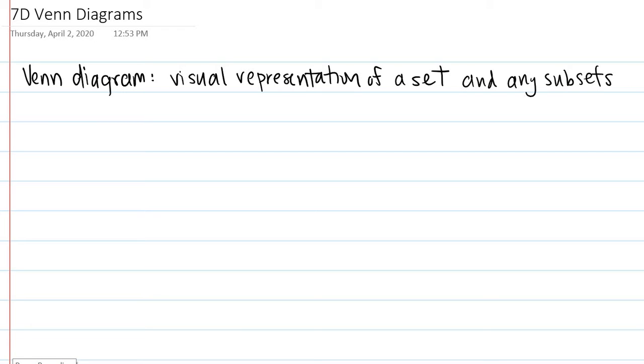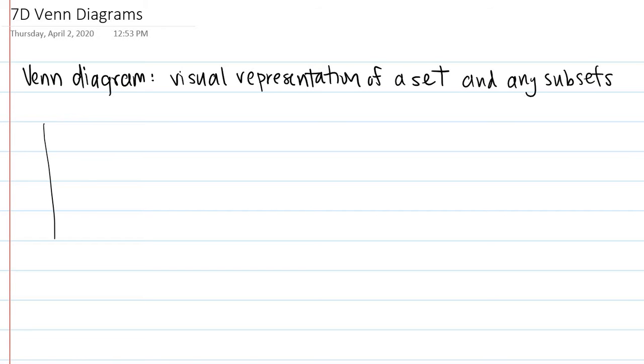In this video, we're going to learn about Venn diagrams, which is section 7D in the notes packet that I sent you guys. So to start, a Venn diagram is a visual representation of a set and any subsets of that set. And a Venn diagram starts with a universe.